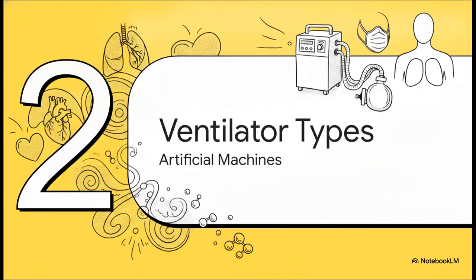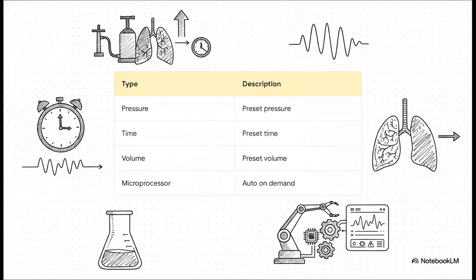Section 2. Ventilator types, artificial machines. When basic oxygen masks fail, we have to rely on artificial devices designed to carefully regulate and maintain a patient's breathing pattern. We generally categorize these ventilators into 4 main types based on exactly how they operate. First up is the pressure cycle, which delivers air until a specific preset pressure is reached in the lungs. We see this a lot in post-anesthesia care.